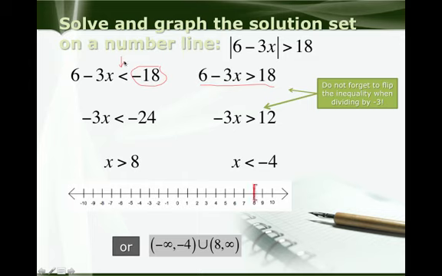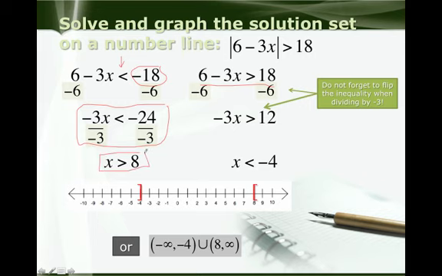How am I going to go about solving this? Well, first I'm going to subtract 6 from both sides. That gives me negative 3x less than 24. Let's divide now. Let me show you with my pen where I'm at. We're going to divide both sides by negative 3, and since I'm dividing by the negative 3, I have to flip the inequality, and so I end up with x greater than 8.